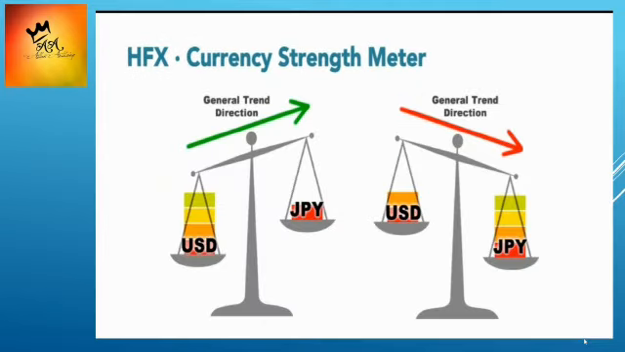Here we have 2 weight scales, and if you imagine each bar as a weight that goes to each individual currency, you can get an idea for the general trend direction. On the left side, the US dollar has 4 bars and the Japanese yen has 1. In that case, there would be more weight on the left side, causing the general trend direction to go up. On the right side, the US dollar has 2 bars and the Japanese yen has 4 bars. This indicates there will be more weight and more strength on the Japanese yen side, indicating that the general trend direction would be in the downward direction.